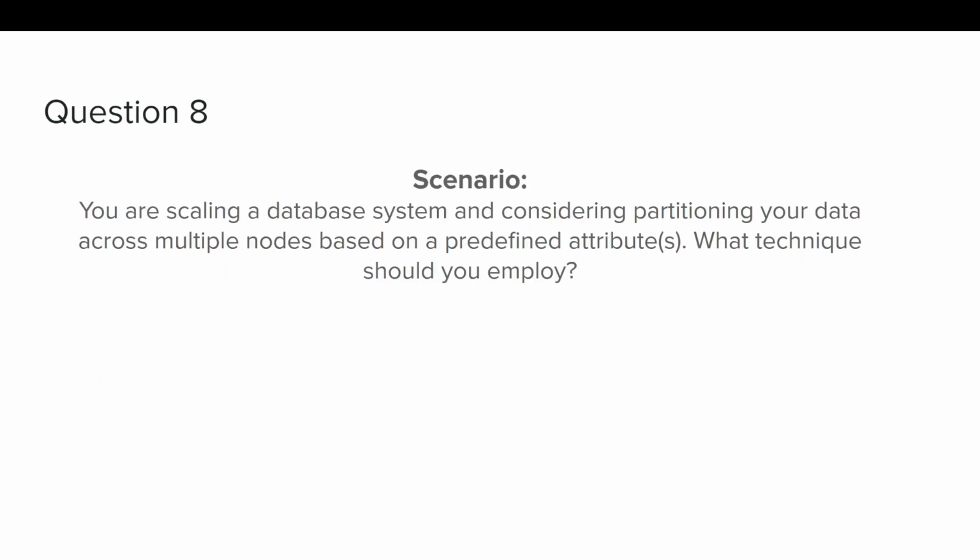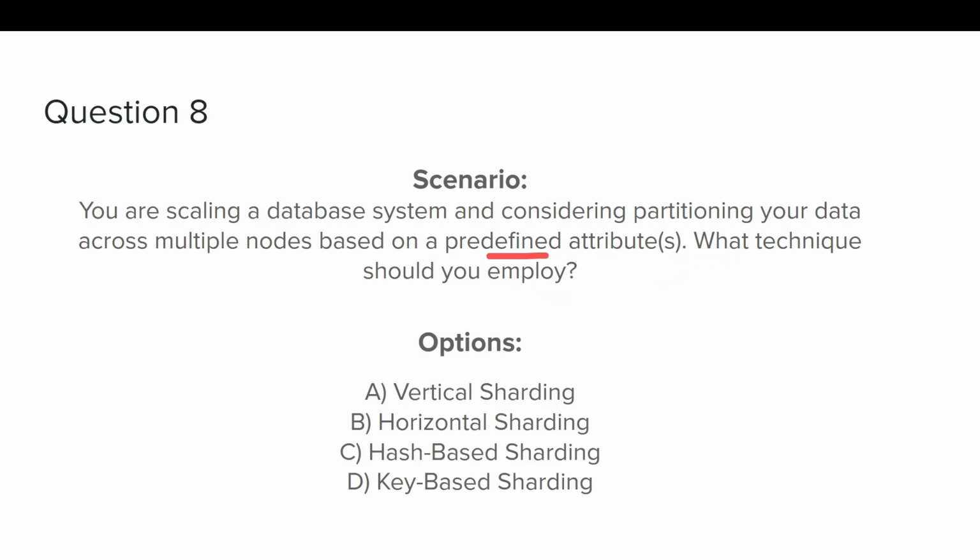Moving to the next one, you are scaling a database system and considering partitioning your data across multiple nodes, based on a predefined attribute. What technique should you employ? These are again the types of sharding. You're trying to partition it based on some predefined attribute. So what kind of sharding technique? Because there are many different sharding techniques. We talked about vertical and horizontal. There are other sharding techniques also.